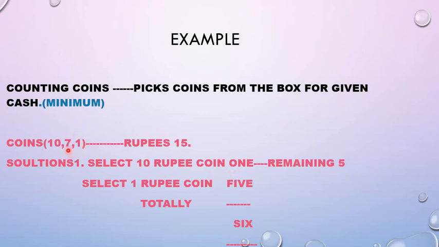I can't pick 7, because 7 is greater than 5. So what is the other choice for me? I have to pick the 1 rupee coin. For how many times do I have to pick? I have to take that coin 5 times. So the total number of coins used is 6.